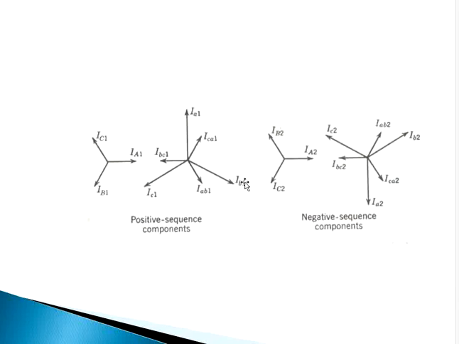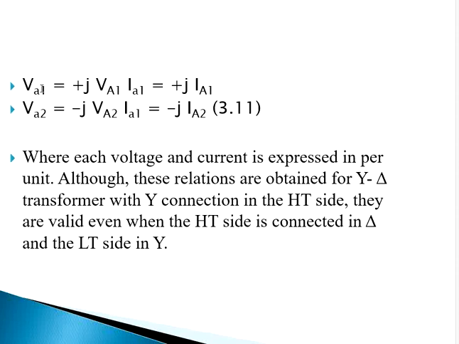VA1 on the secondary side will be equal to plus J times VA1.